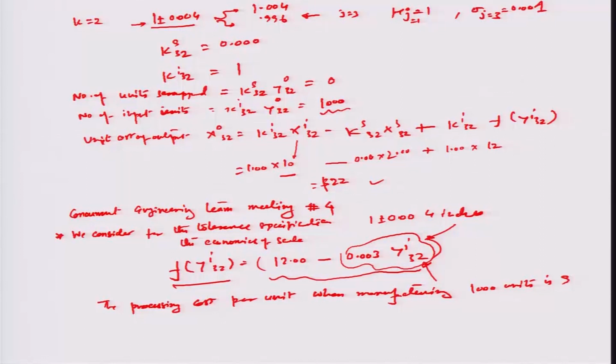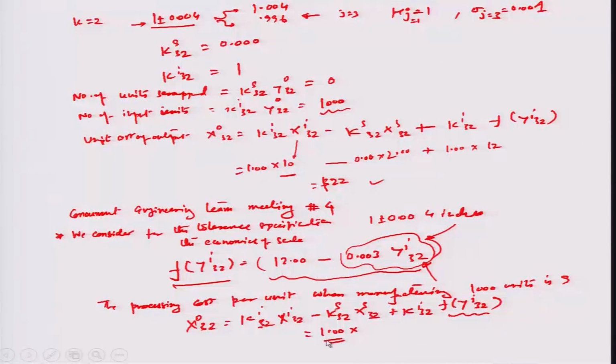And the unit cost of the output in that event, which is represented in terms of ki32 times xi32 minus ks32 times xs32 plus ki32 times a function of fyi32, considering the economies of scale, becomes equal to, from the last step, for the slightly slack specifications on the ASM, 1 cross 10 plus or minus 0 times $2 plus 1 cross 9, which becomes equal to $19.